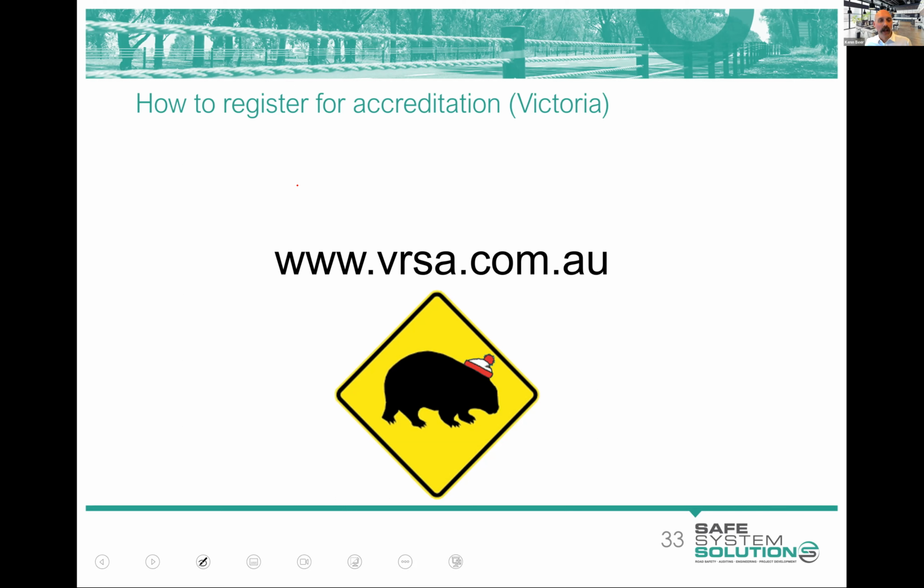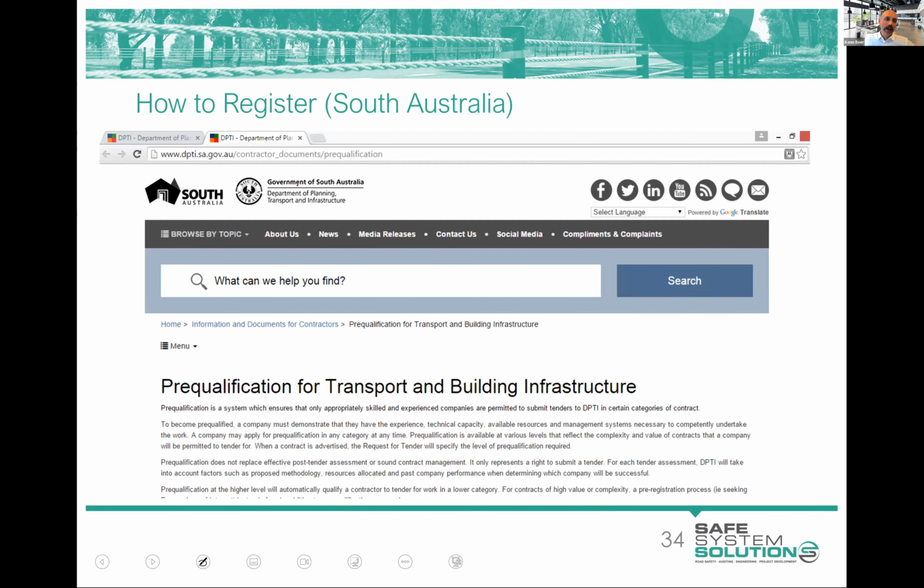But vrsa.com.au. Now, a question coming in is, can we register in more than one state? Absolutely. Yep. And Australia is trying to make it so you don't have to do that, so it's not so administrative and time consuming, and you can just register in one central location and be covered off on all the states, but we're not there yet. So you would go to the South Australian, it's not DIPI anymore, is it? It's DIT.